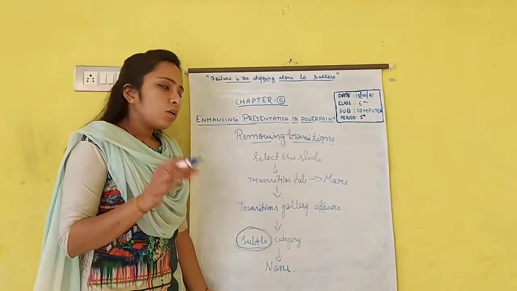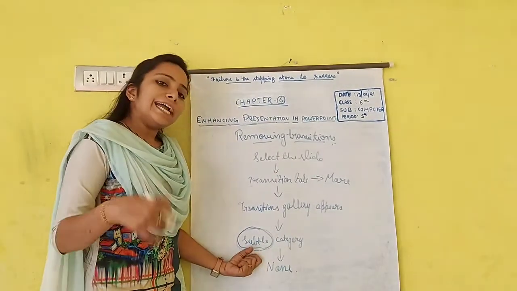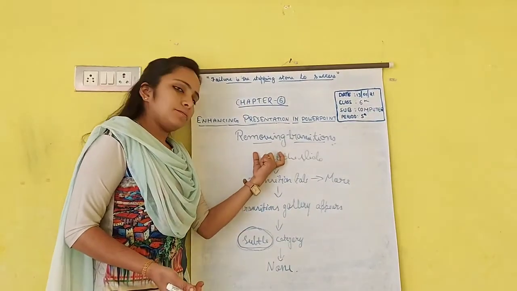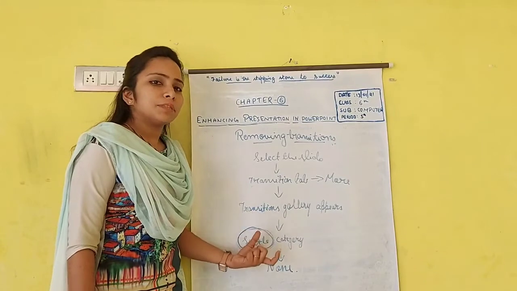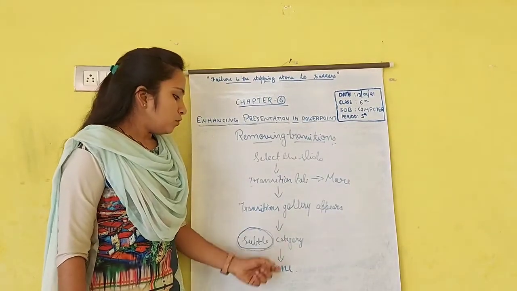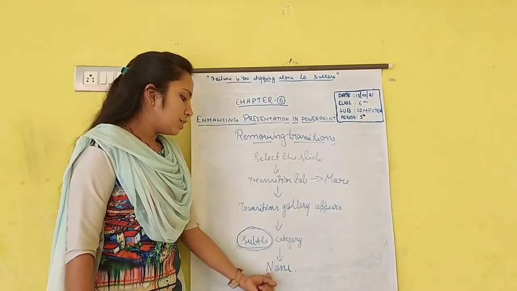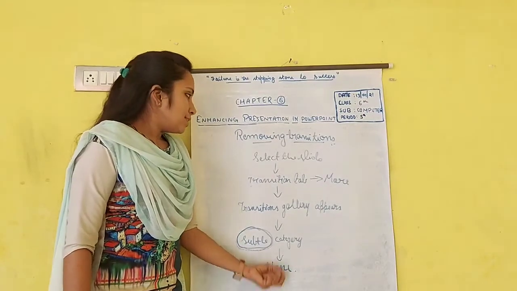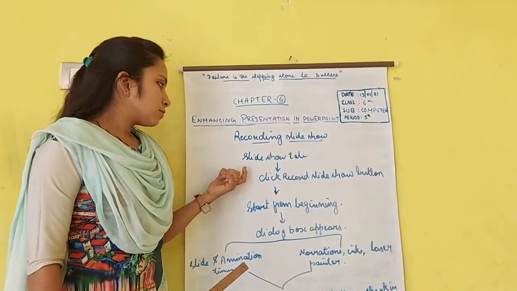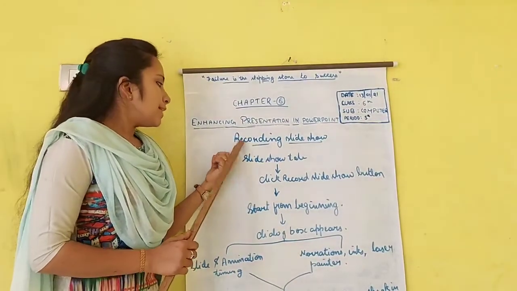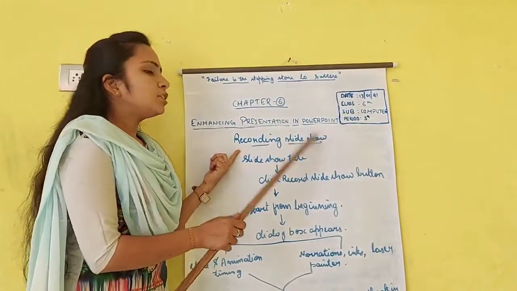Why? Because you have to choose that category which you added here, either it is subtle or it is dynamic or it is something else. Clear? Then you will go there and you will click on None, and hence your transition will be removed from there. Done. Then, next topic, recording slideshow.